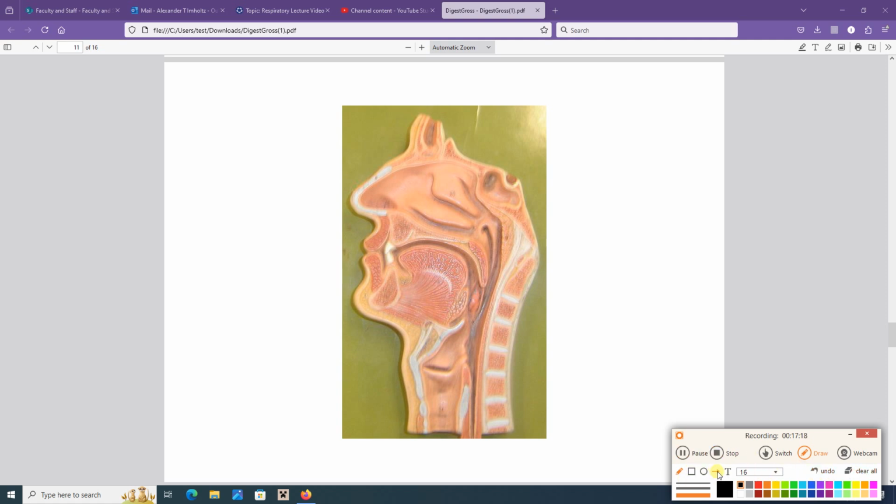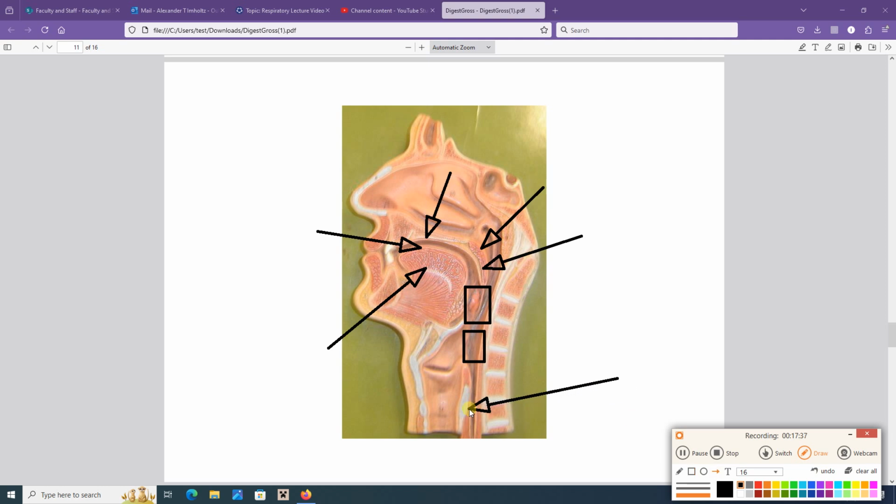We can see our tongue, our oral cavity, hard palate with both parts, soft palate with the uvula. We can see our oropharynx. We can see our laryngopharynx. And then we can see our esophagus. And of course, we got respiratory parts that we can see as well.